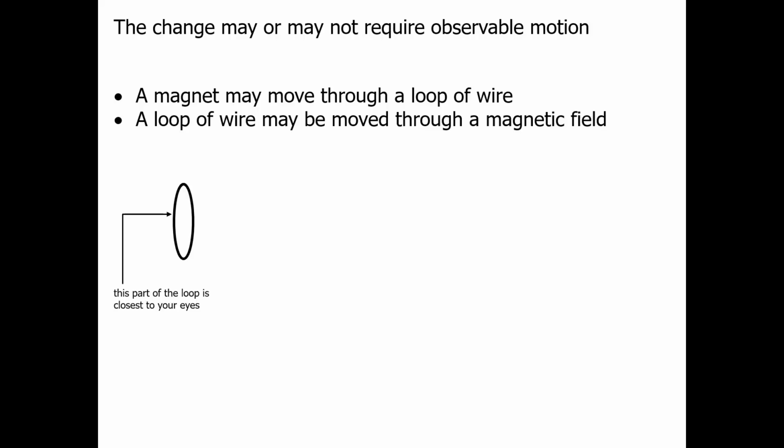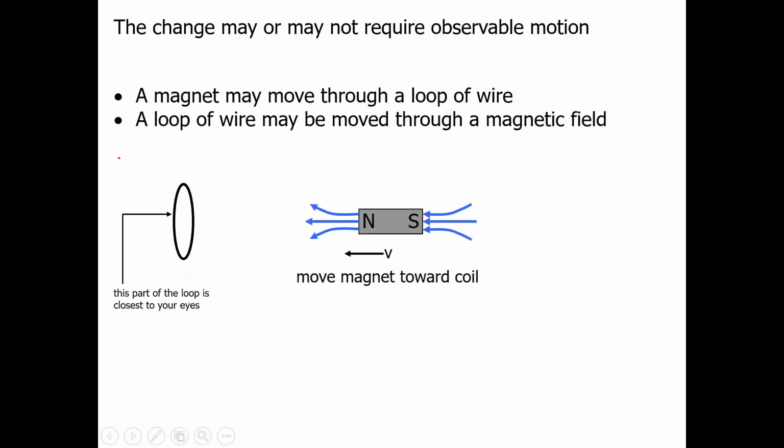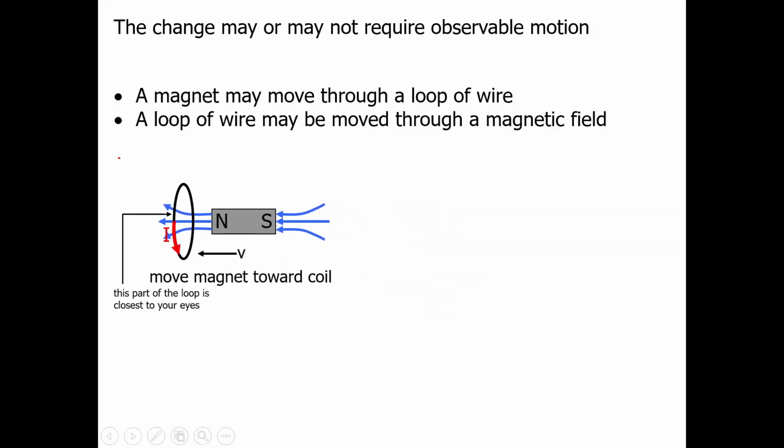So let's say we're looking at this loop right here, and picture that this side of the loop is coming straight at your eyes. So basically this loop is perpendicular to the screen so that the area of this loop is pointing to the right. So then what we're going to do is take a bar magnet and move it towards the loop, giving it a speed, and that's going to induce a current while it is moving. So why does that happen?